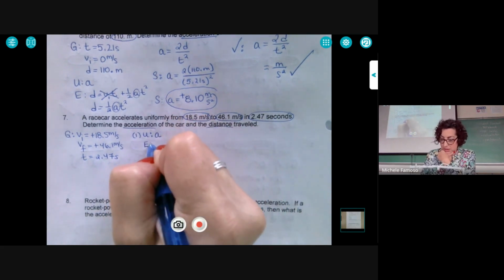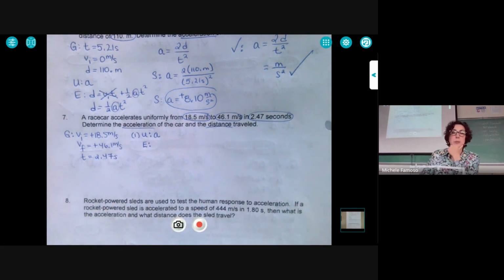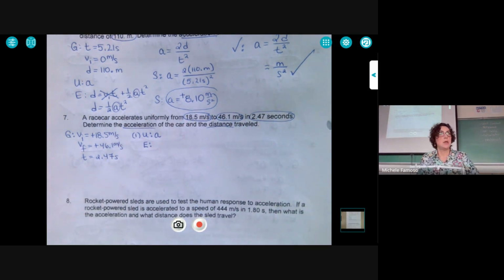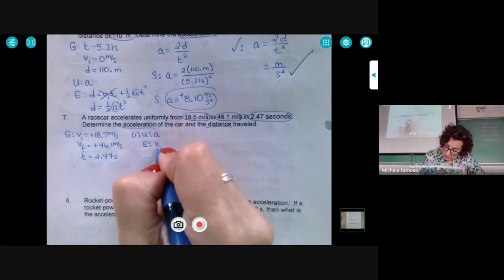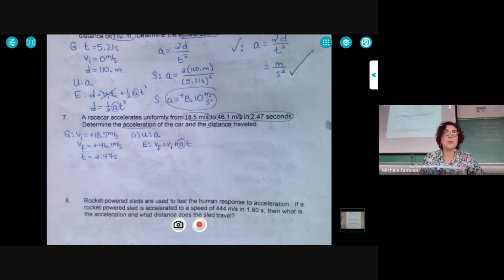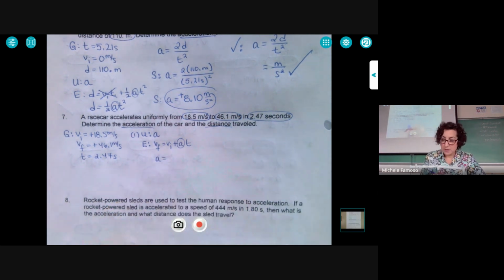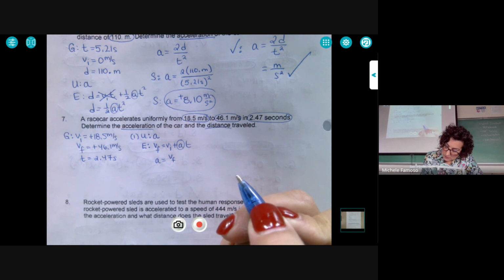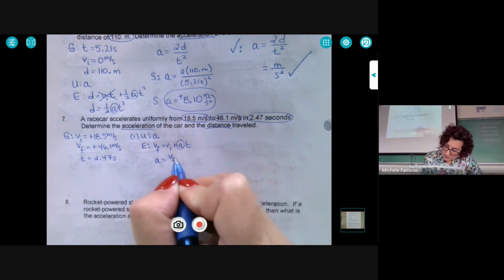All right, so we need an equation that we can use to help us get A that has a VI, a VF, and a T. Grace, any ideas? Okay, good. Let's now move it around for A. Mike, do you know what that equation for A is going to look like? Yeah. Yeah, minus VI over 2.